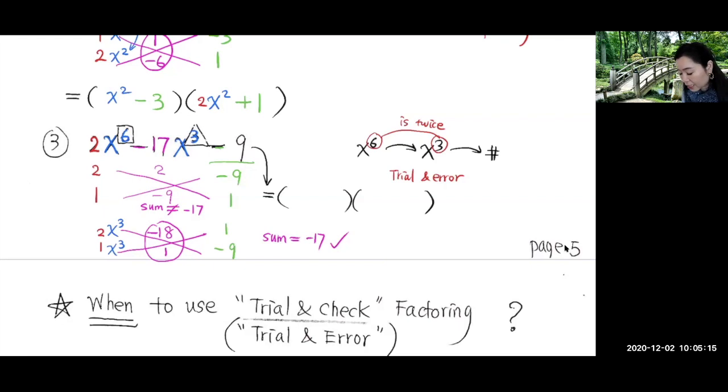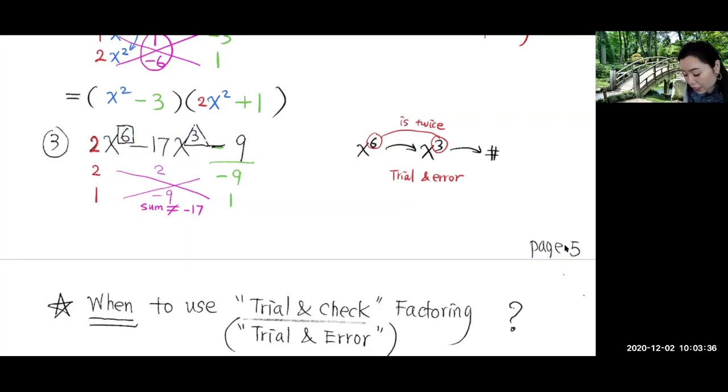Okay, so now let's read this. So this is 2x cubed plus 1. Okay, the next one here is 1x cubed, which is this x cubed, and then minus 9. So that's how we do it, okay?